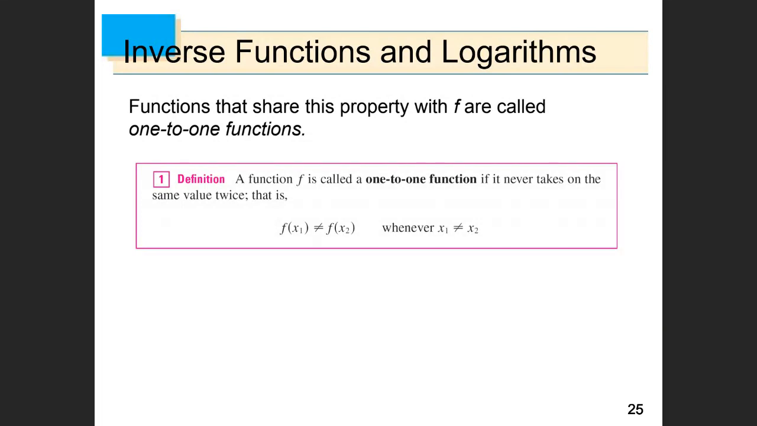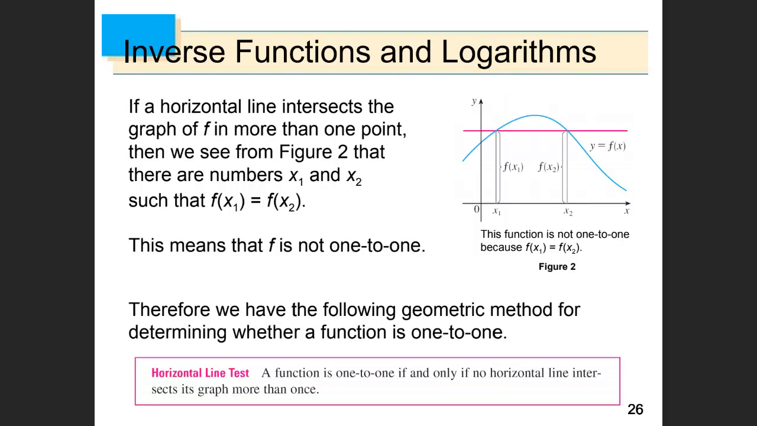So now let's go over the definition for a one-to-one function. They say function f is called one-to-one if it never takes on the same value twice. So f of x1 is not equal to f of x2 whenever x1 is not equal to x2. So if x1 is not the same as x2, then f of x1 must not be equal to f of x2. I hope that makes sense. And this is how you're going to prove if something is one-to-one, especially if it's a nice graph like what we saw before, y equals x squared.